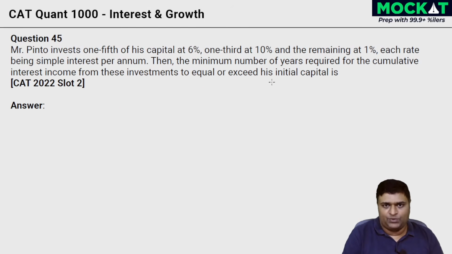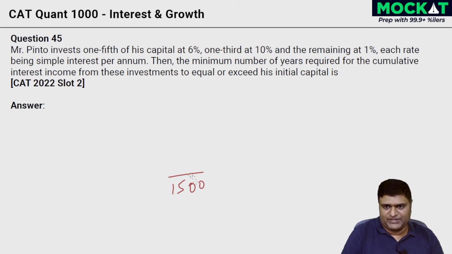Mr. Pinto invests 1/5 of his capital at 6%, 1/3 at 10%, and the remaining at 1%, each rate being simple interest per annum. 1/5 of the capital, 1/3 of the capital, and I have a percentage symbol over here. Let the total be some value which is a little friendly. I need 1/5 and 1/3, should be divisible by 5 and 3, 15. But I have percentage, 6 by 100 and all of that. Let's make it 1500, right?